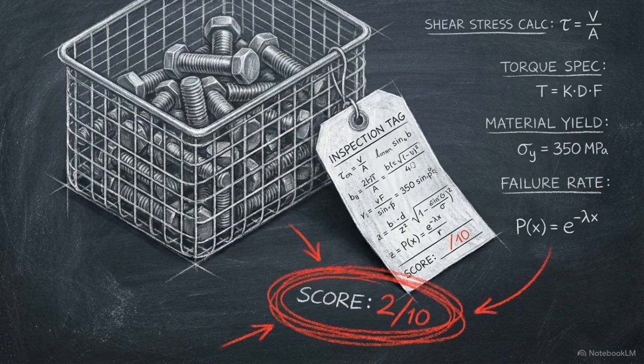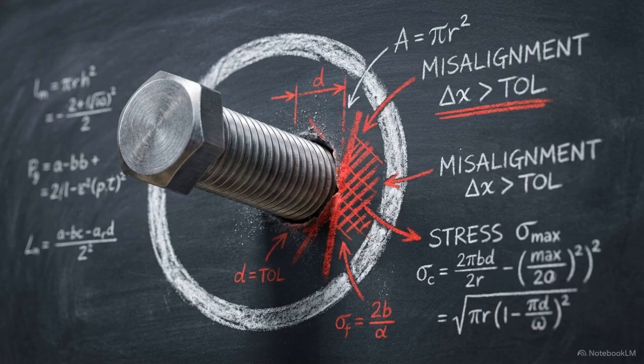The bolt process had a theoretical potential, a Cp of 0.83, but its actual performance score of 0.42 proves the line is failing. The center of production sits too close to the absolute edge of acceptance.